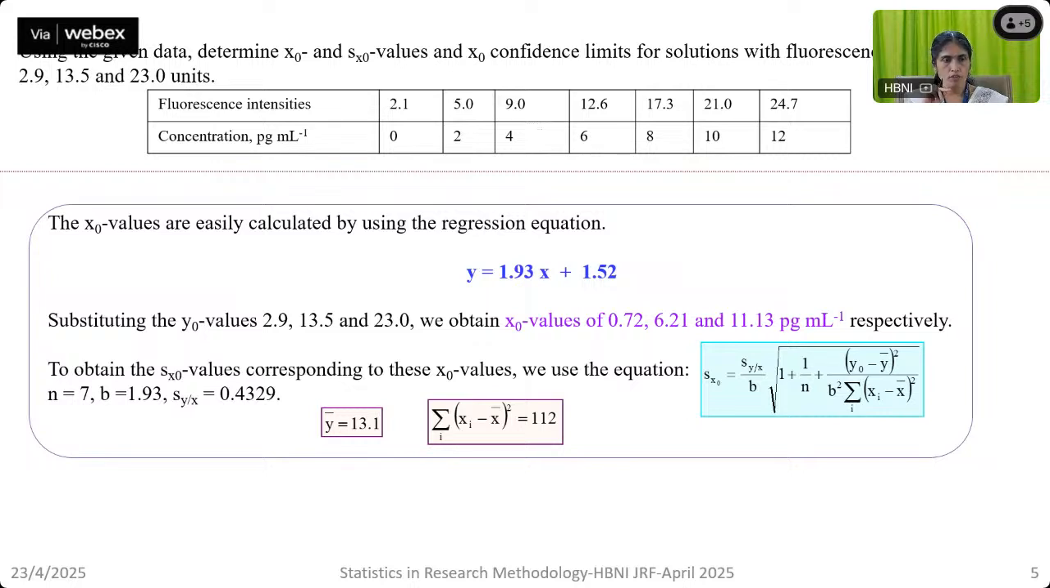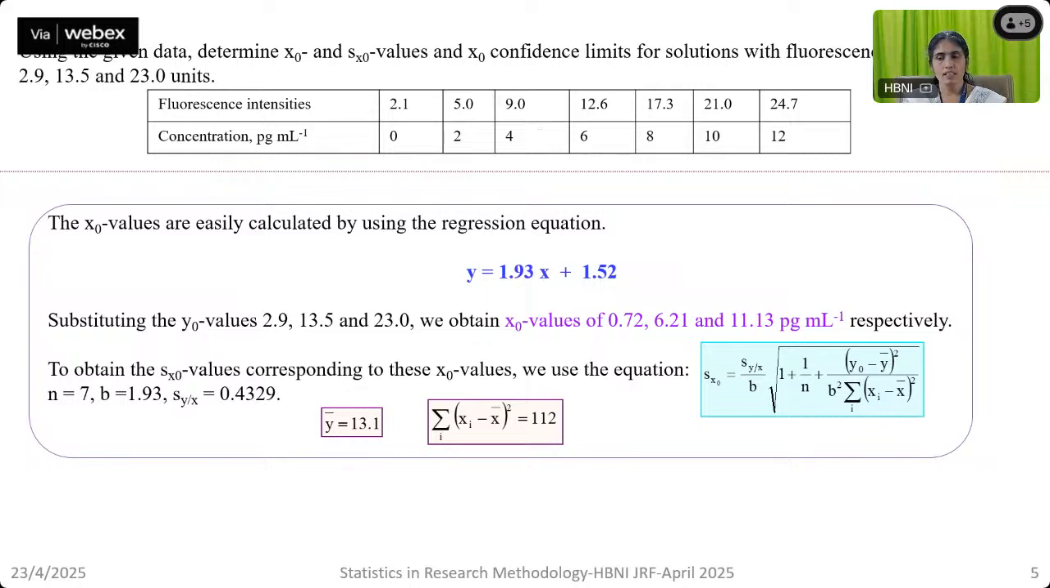As we are given only single measurements, there are no associated standard deviations for the unknown. We presume that only single measurements are done for these 2.9, 13.5, and 23 units of absorbance or fluorescence. Then n represents the total number of data points. Here again it is 7, so the degrees of freedom for t will be n minus 2, that is 5. Y0 is the measured signal for the unknown. For example, if we are calculating the confidence limits for the lowest unknown concentration, 2.9, Y0 will be 2.9.